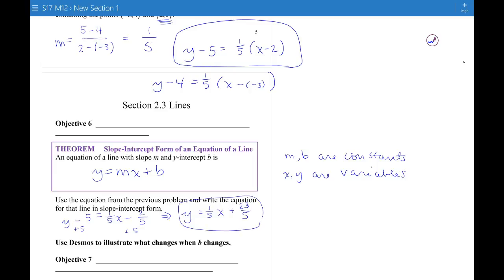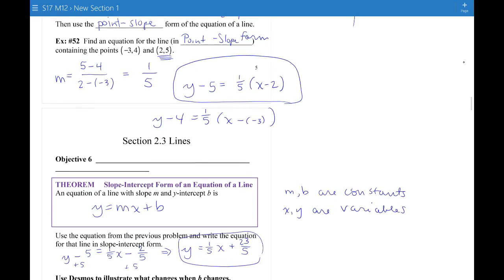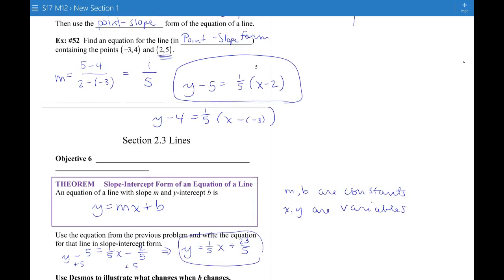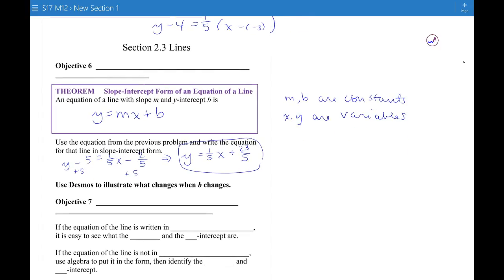So can you check this? You sure can. Plug in 2 for x and make sure you get 5 for y. And then plug in negative 3 for x. Make sure you get 4 for y. And so I'm going to ask you to try writing this version in slope-intercept form and see if you get the same thing.